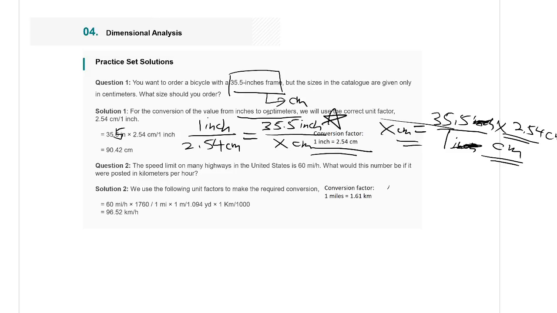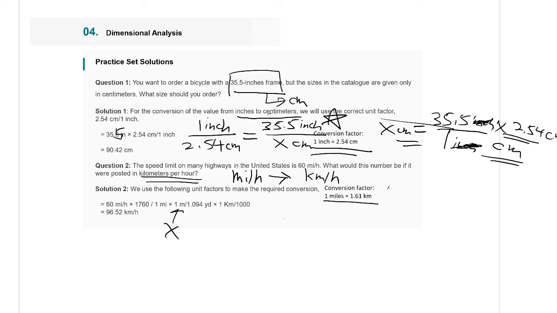Okay, so let's finish the last question of today. The speed limit of many highways in the United States is 60 miles per hour. What would this number be in kilometers per hour? I believe the solution here is extremely complicated, and you're going to do the same calculation again and again, so I will provide you the conversion factor: 1 mile equals 1.61 kilometers. So we want to convert miles per hour to kilometers per hour.